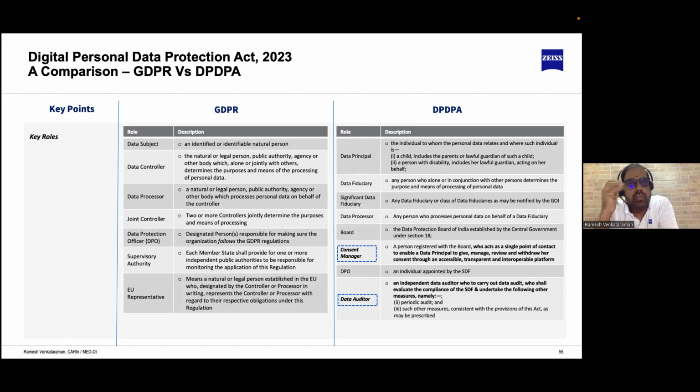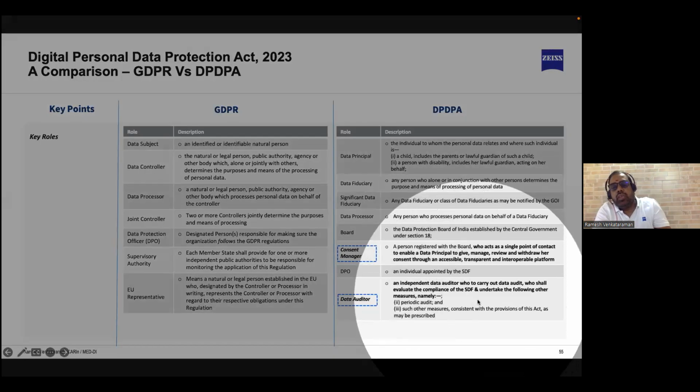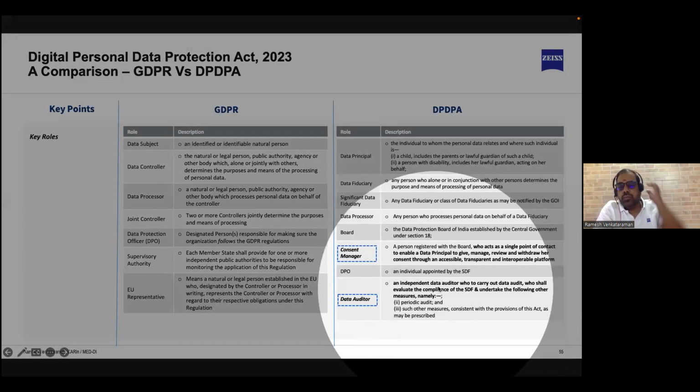We are the first law in this arena. An independent data auditor, obviously lots of people will be getting an opportunity, who shall evaluate the compliance of SDF. SDF stands for significant data fiduciary. Look at it, not for every data fiduciary, but significant data fiduciary, because they are handling volumes of data, sensitivity of the data, and so on. And undertake the following other measures, namely conducting a regular audit, and such other measures consistent with the provisions of this Act, which might be prescribed at a later point of time.